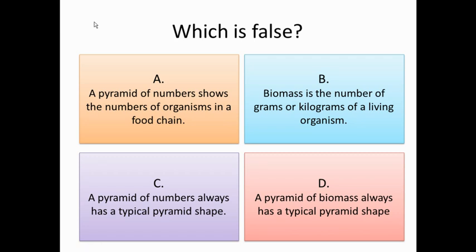Okay, so the one you should have had as the false answer is C. A pyramid of numbers always has a typical pyramid shape. So this is incorrect, because think about it, you could have one tree supporting those millions of aphids or thousands of caterpillars, okay? In which case that pyramid of numbers isn't going to have that usual pyramid shape.